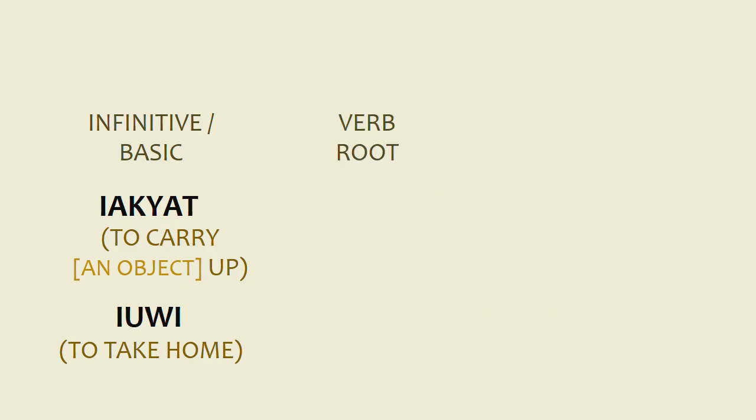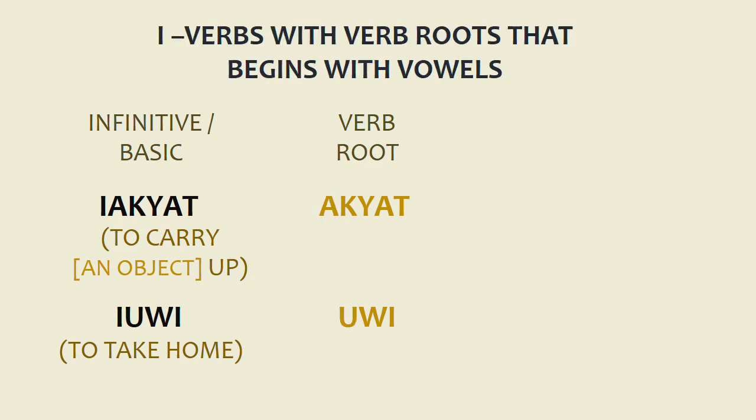Okay, to get the verb root of I-verbs, we simply remove the prefix I. So we have uwi, the verb root of iuwi, and akyat. Now take note that the verb roots of our examples begin with vowels because the rules that I will show you only apply to those I-verbs whose verb roots begin with vowels. Later, we will discuss the others.